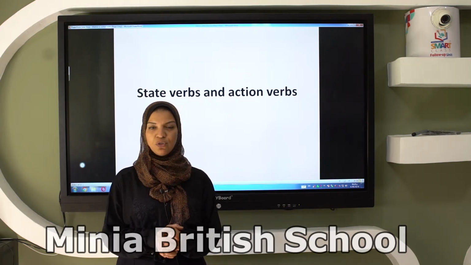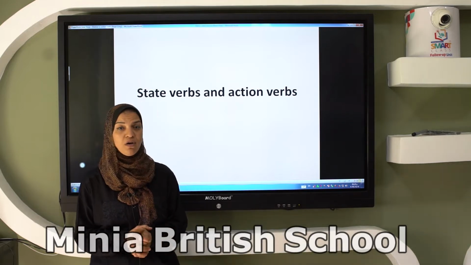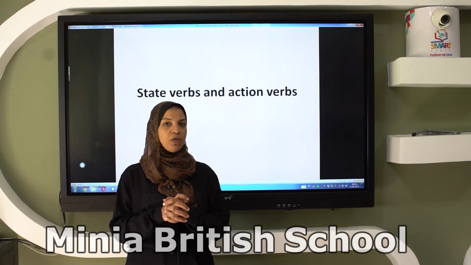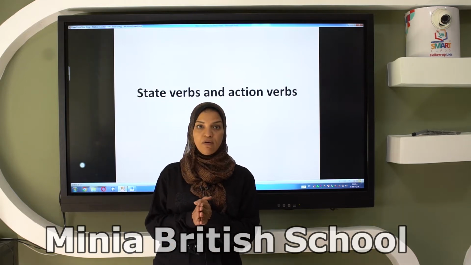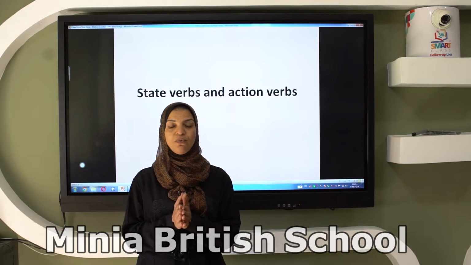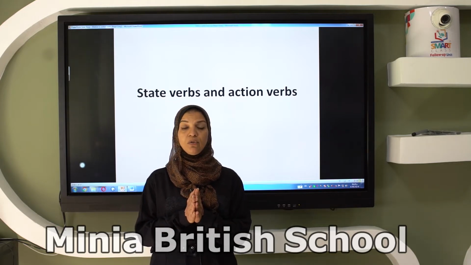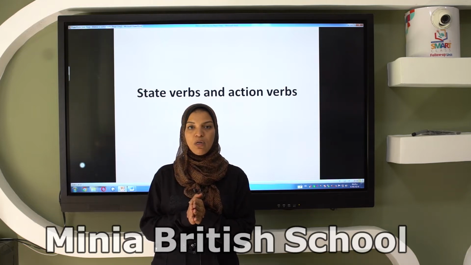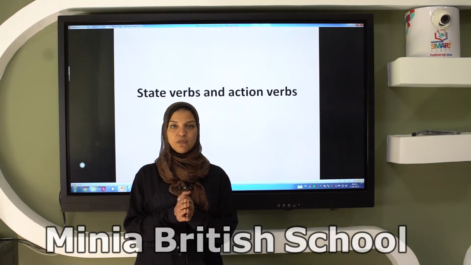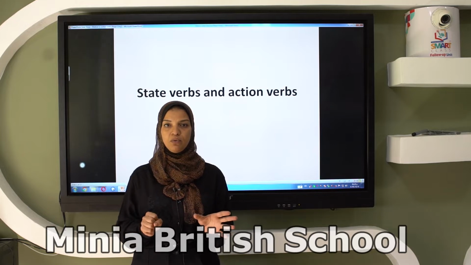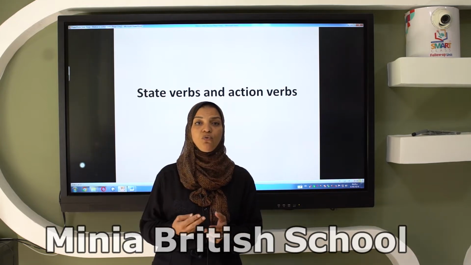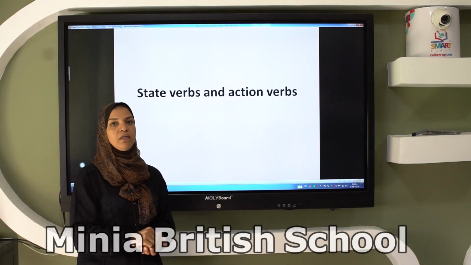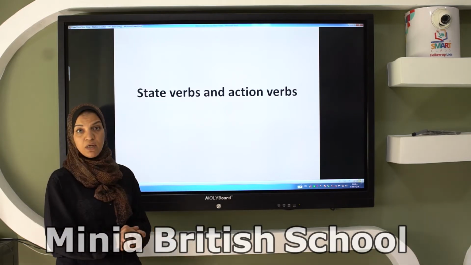Today we'll continue what we started last time with the present simple and the present continuous. We already dealt with when to use the present simple and when to use the present continuous. But today we'll deal with something we call different types of verbs concerning present simple and continuous. The main two types of verbs I'm talking about are the stative verbs and the action verbs.